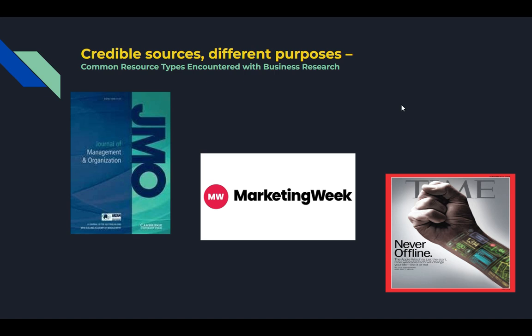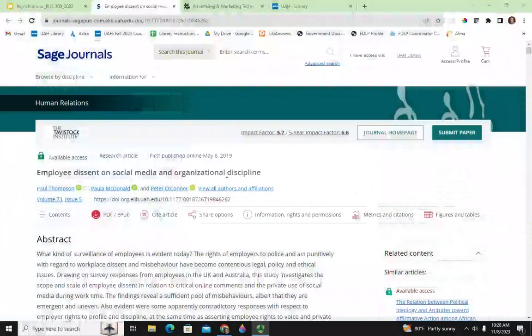In the middle here is sort of what we call that gray area. Titles like Marketing Week, Advertising Age, things that are not necessarily peer-reviewed per se, but are credible in a different way. They're more professional development tools.